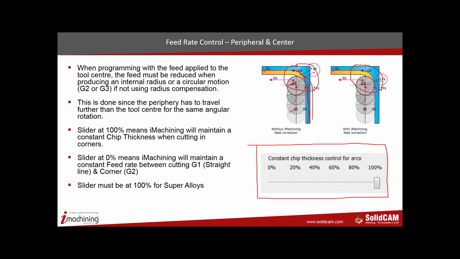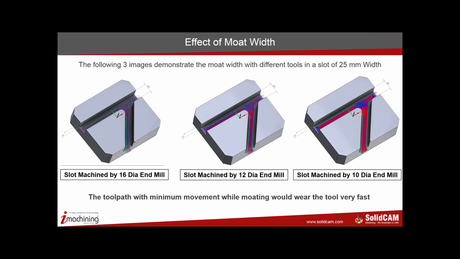We then come across to a very important concept called machinability of a material. Now, even before we talk about machinability of a material, I would like to bring your attention to another very important thing, and that is the effect of moat width when you're cutting super alloys. Now, let's go into the software.